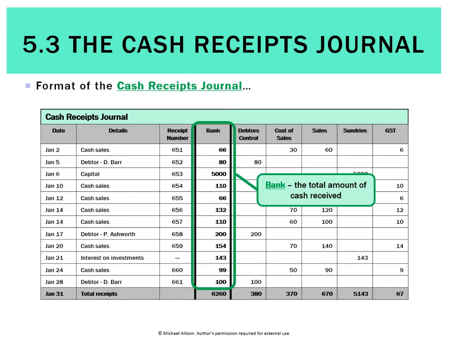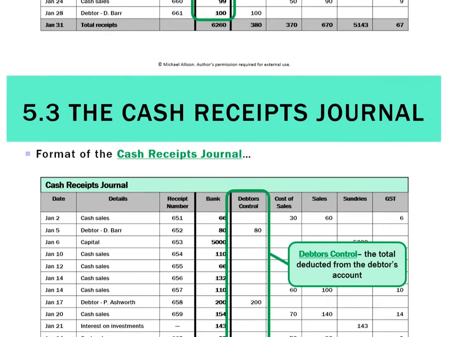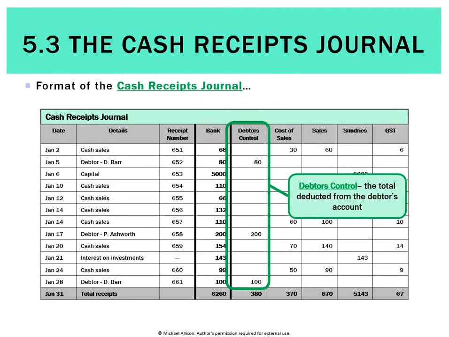For receipt number, we're the business that issues those, so they should run sequentially. And then we have a bank column. That's the total amount of cash that we receive. The other columns are going to allocate that bank figure. So in this case, you can see the debtors control column. That's the total amount that's been taken from the debtors account. So looking at the transactions there, you can see on January the 5th, debtor D-Bar paid us $80. That's the total in the bank column. Therefore, we allocated all $80 to the debtors control column.